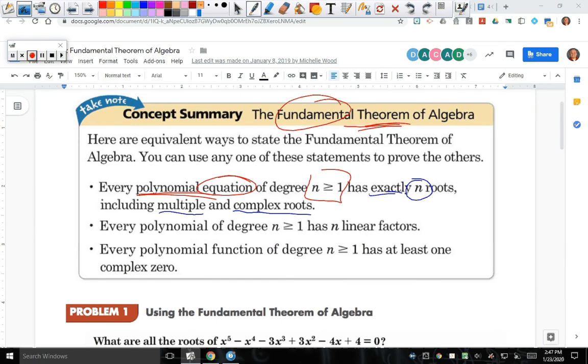Okay? Here we go. The second part. It says every polynomial of degree n, where n is greater than or equal to 1, has that same amount of linear factors.